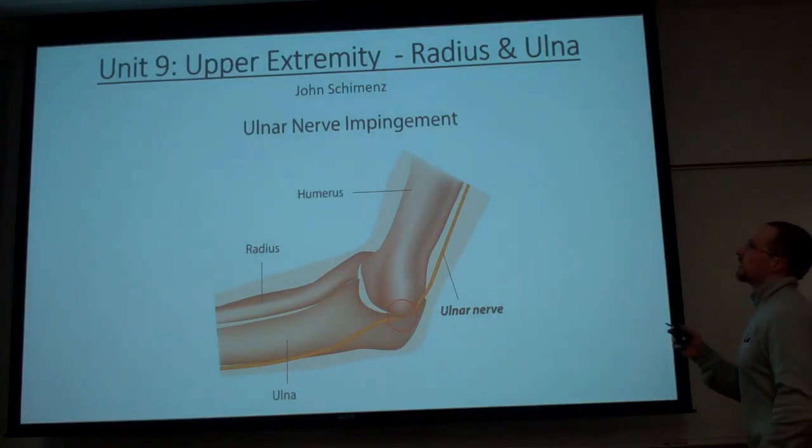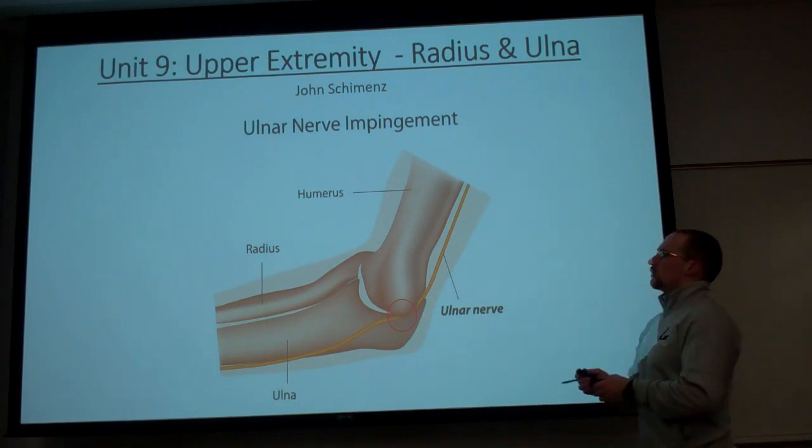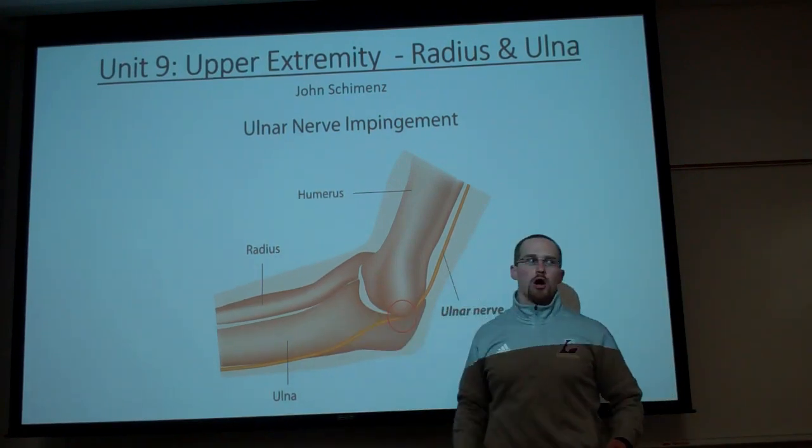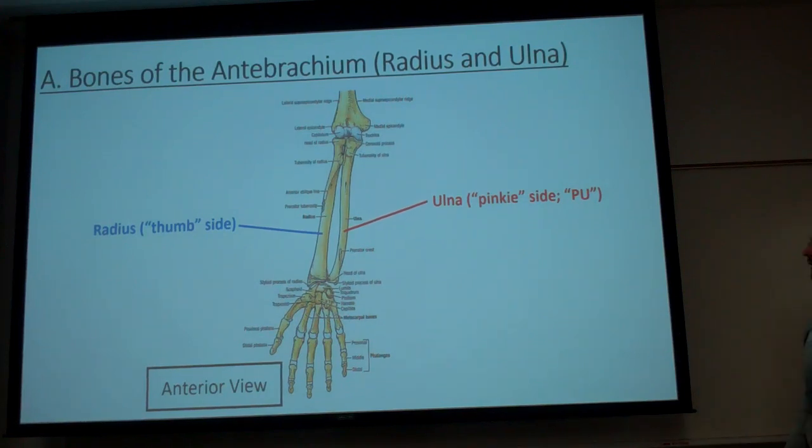Let's get rock and rolling then. Let's look at radius and ulna. Those are the two bones of your forearm.